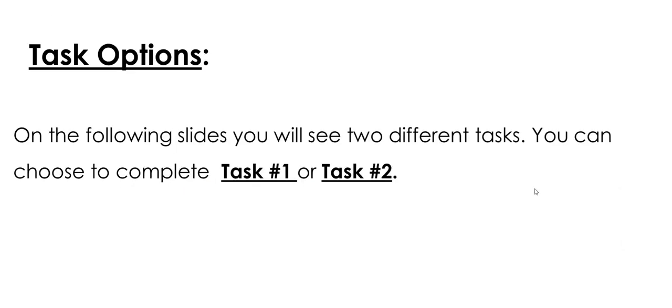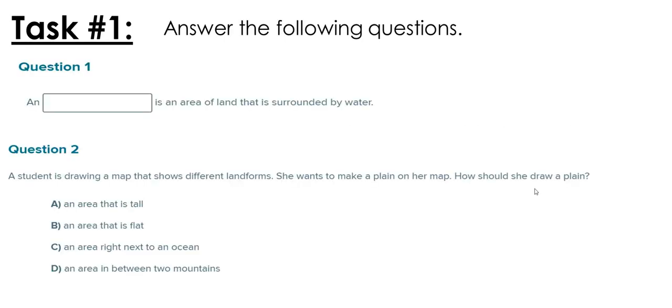Now we have two tasks. Choose to complete task number 1 or task number 2. For task number 1, we have 5 questions. So answer them. You can just write your answers on a piece of paper or notebook. Question 1 says, you need to fill in the space with the name of the landform. Blank is an area of land that is surrounded by water.